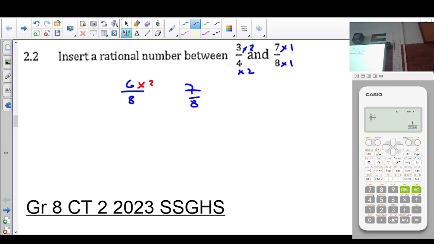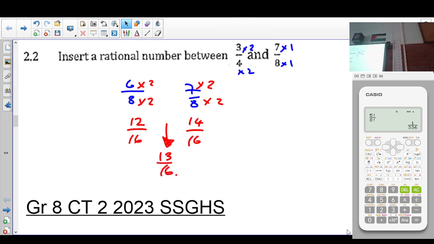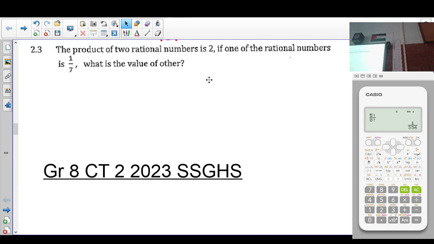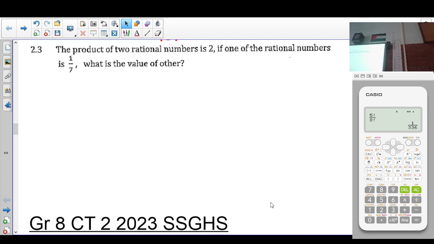So I multiply everything by 2. In that case, I'll get 12 over 16, 14 over 16. So which rational number falls between that? 13 over 16. Okay. Can't believe it's so easy. You got it, okay, nice.